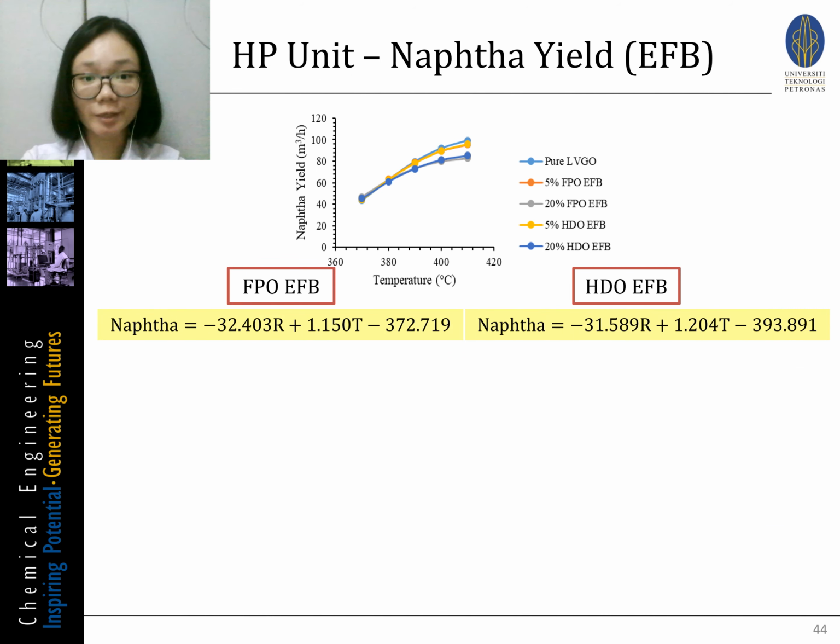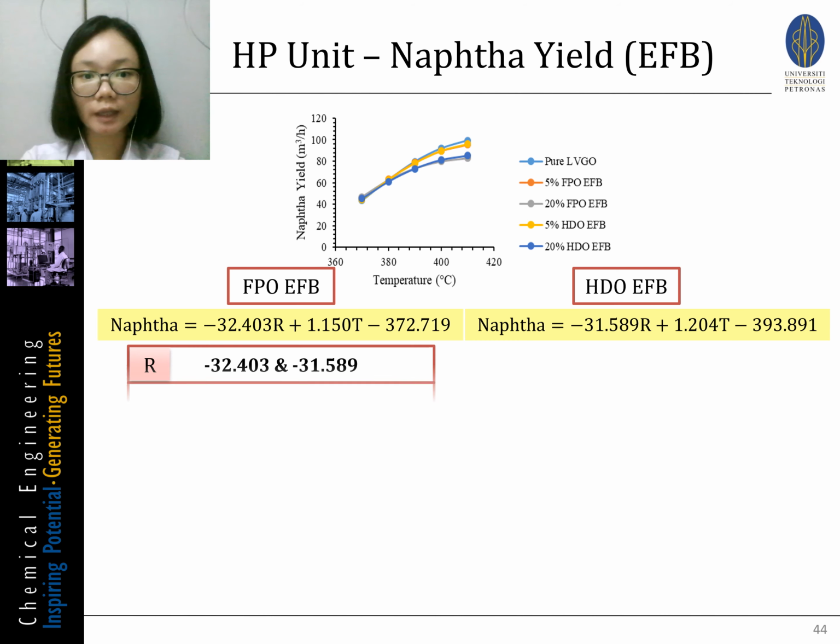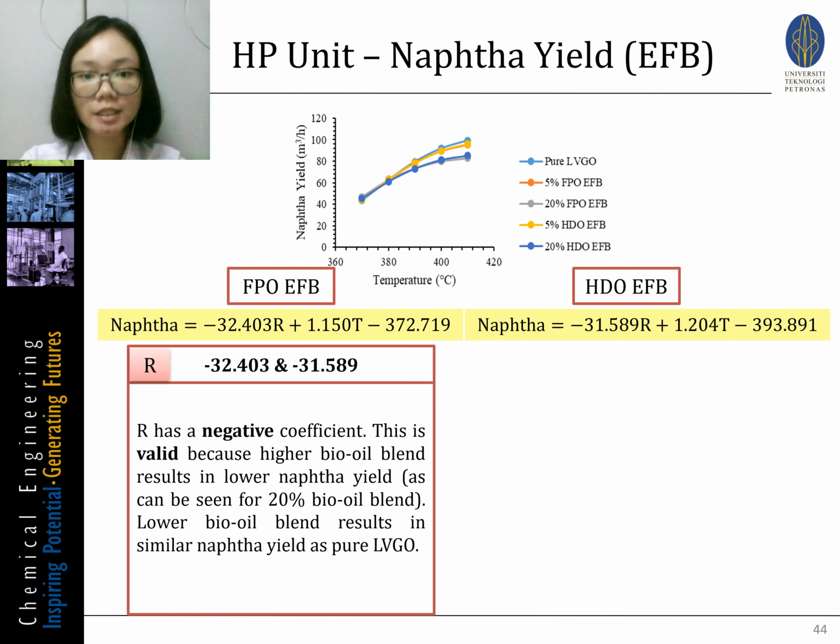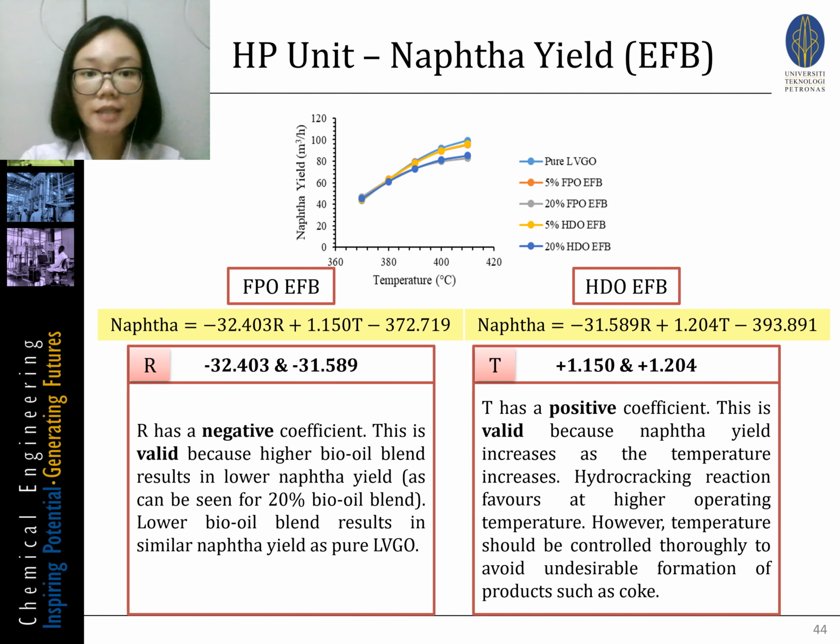So looking into the process analysis for these two equations, it can be seen that R has a negative coefficient, and this is valid since higher barrel oil blend results in lower naphtha yield, while lower barrel oil blend results in similar naphtha yield as pure VGO. For the T variable, it has a positive coefficient, meaning that the naphtha yield increases at higher temperature since hydrocracking reaction favors high temperature.